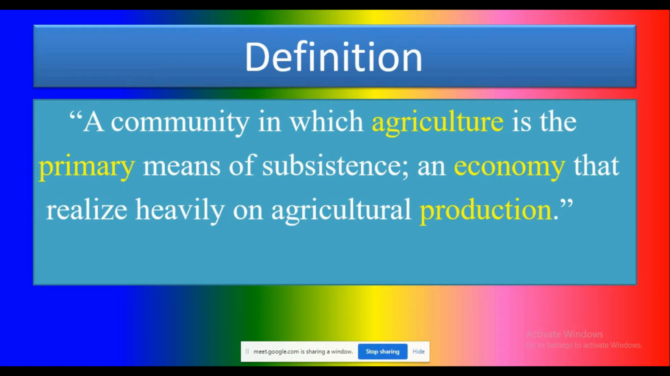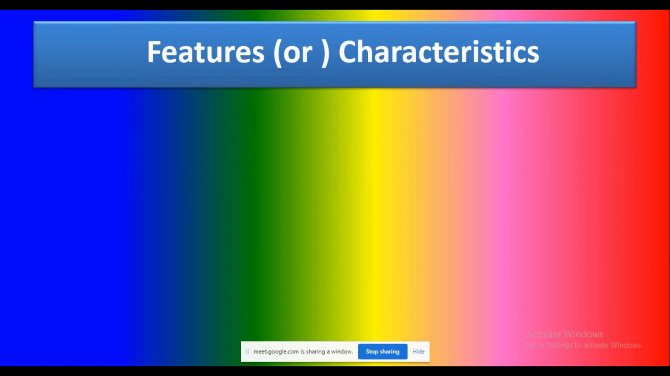Define agrarian society. Agriculture is the primary means of subsistence, an economy that relies heavily on agricultural production. Rice, wheat, milk, etc. Features and characteristics.